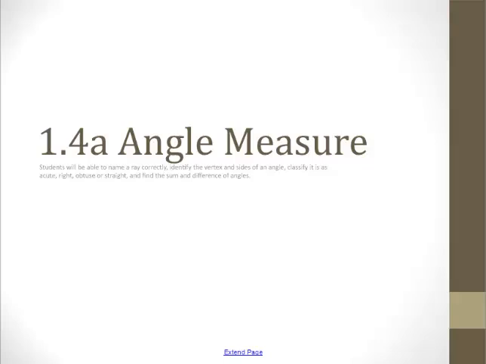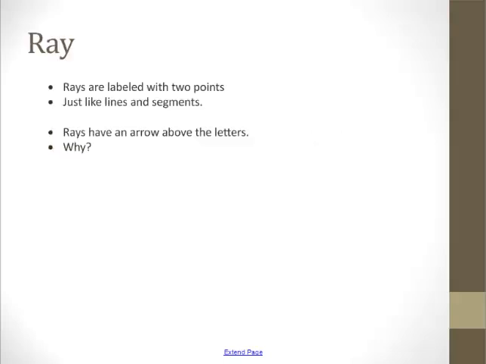Alright, so let's start talking about angles. Up to this point we've been talking about lines, points, planes, line segments, and so on. Now let's start adding in angles as a second thing. So in order to know an angle, you need to know what a ray is.